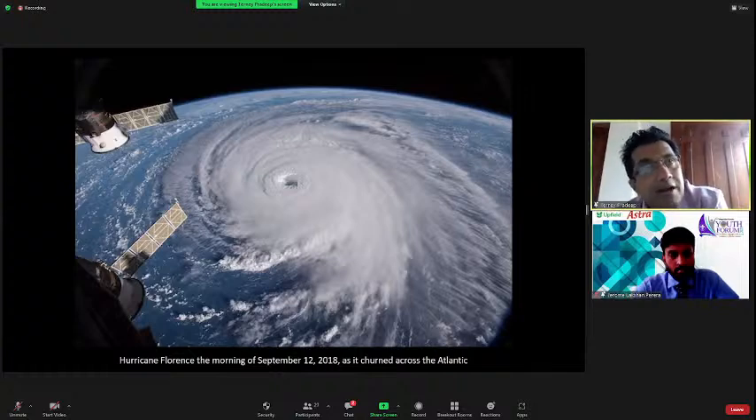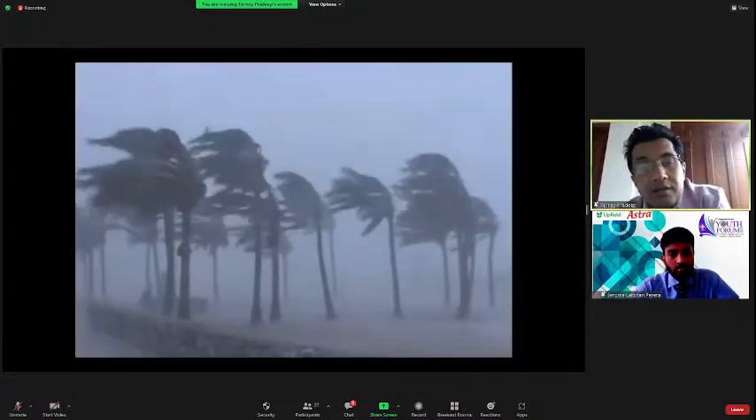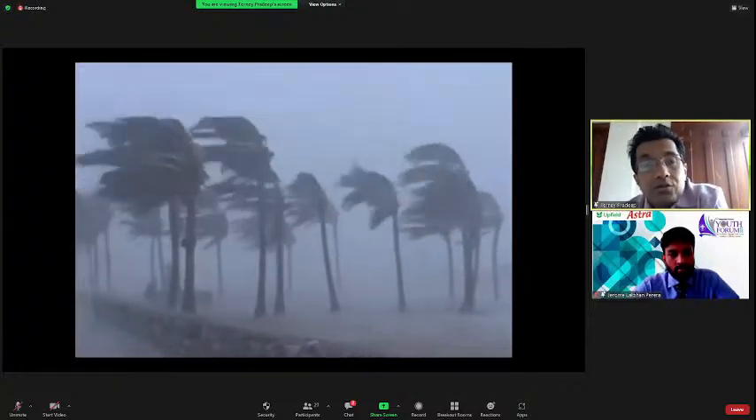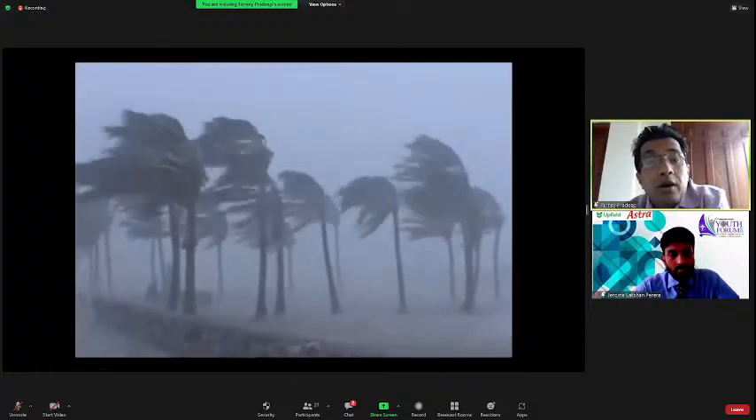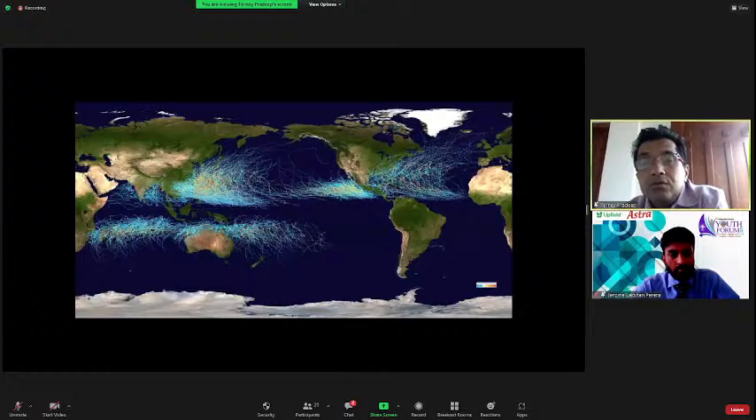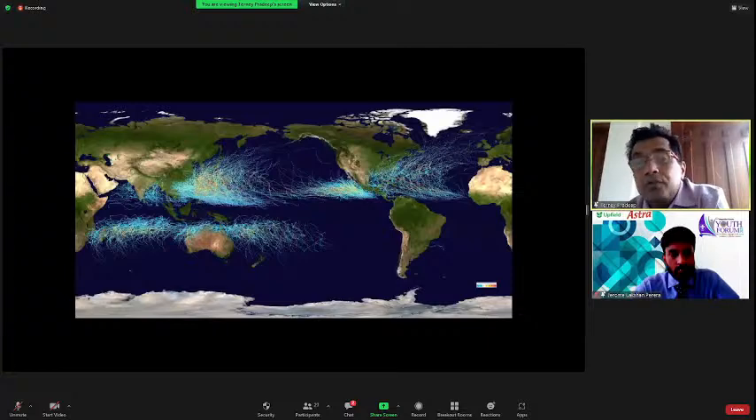Then what happens when you have more energy? It converts into cyclones, tornadoes, right? Very devastating. I think our Indonesian friend knows the impact of tornadoes and especially cyclones, how powerful these are, right? These are the tornado systems. Then tornadoes, right? These are the cyclone patterns, especially.